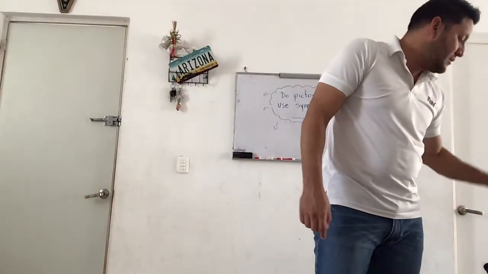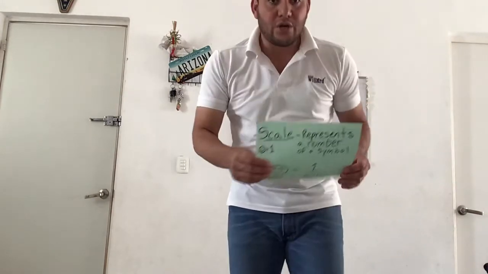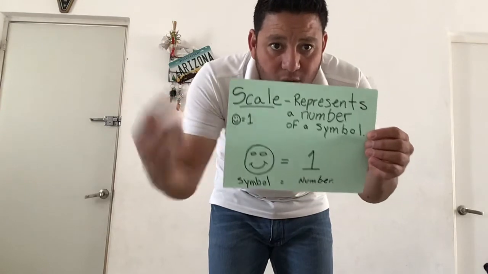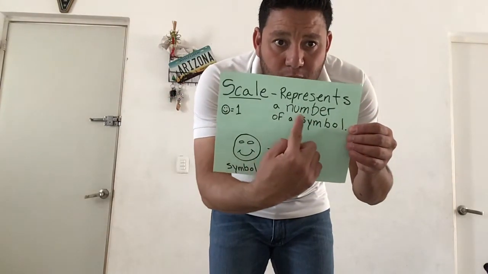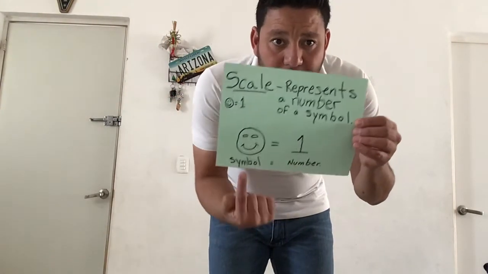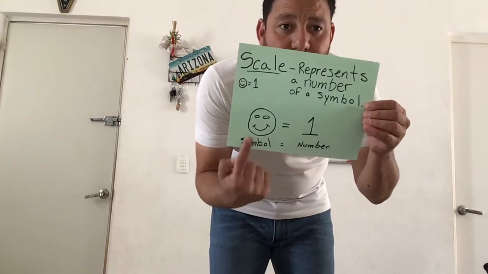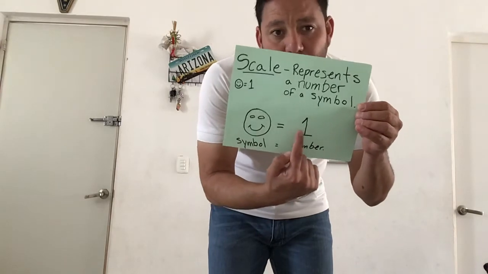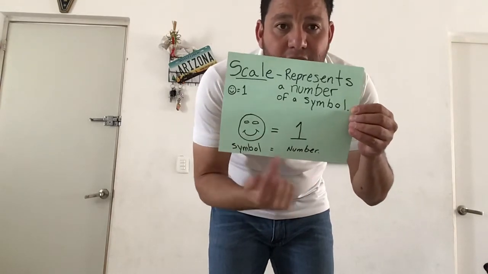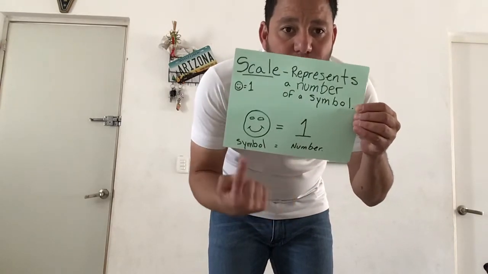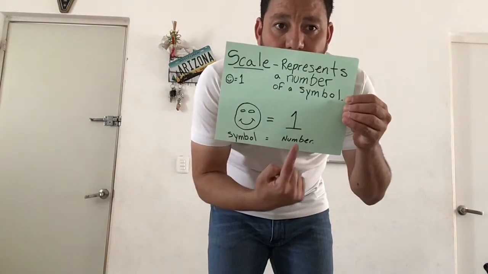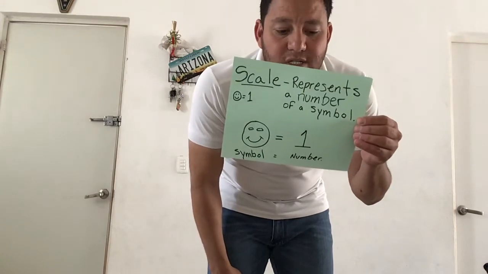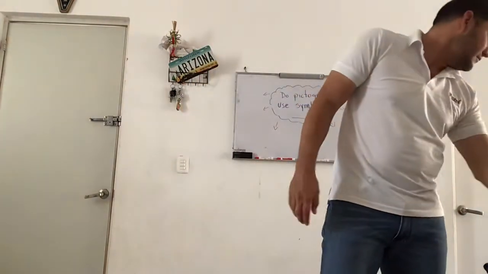Then we have another one. Another keyword for the day is scale. And what is a scale? It represents a number of a symbol. Okay? For example, this is an example here. I have a smiley face equals a number, number 1, number 2, depending on the scale in your situation. So we got a symbol and we got a number. That will be your scale. Understand? Representation. Okay, very good, guys.